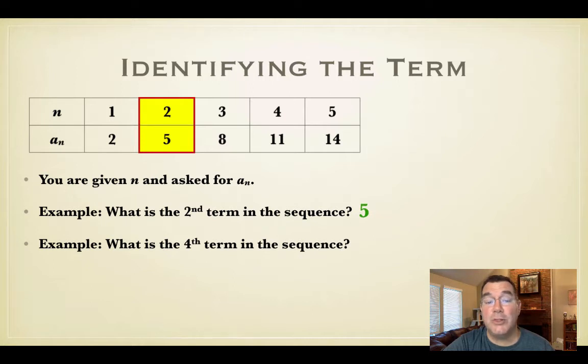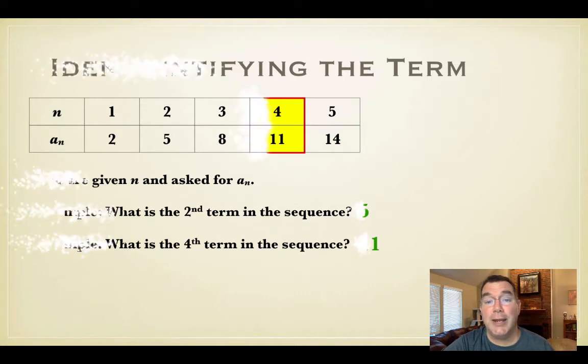Then if I need the fourth term in the sequence, I would look at the table again. I would find the number 4 in the n row and look at what's underneath it in the an row. So it looks like the fourth term is 11. So that's one type of question I can ask you.